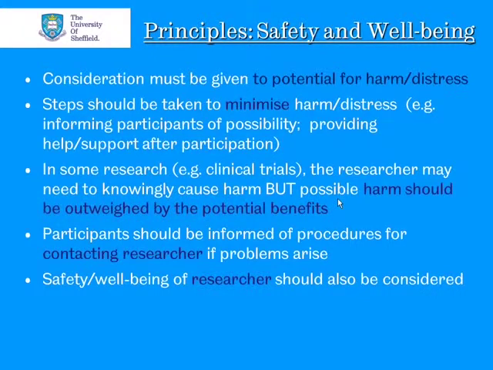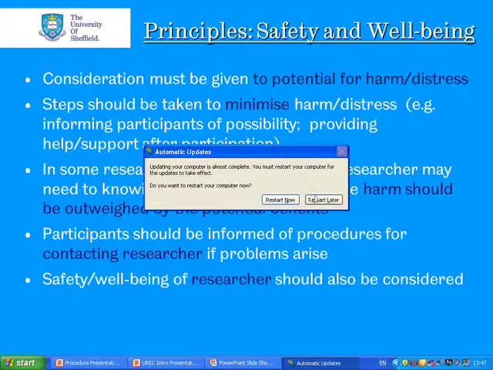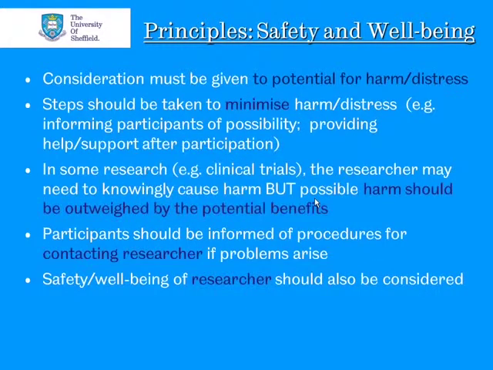So Chris has already mentioned some of the key principles. I just wanted to go into a little bit more detail about what you need to think about in terms of those key principles. So maintaining the safety and well-being of the participants is one of the key things to think about. So any potential for them to be harmed or to be distressed or upset through the course of the research, and steps should be taken to minimise those risks.